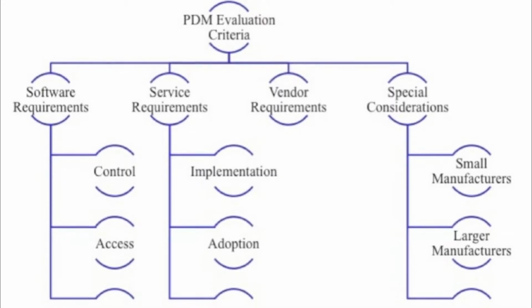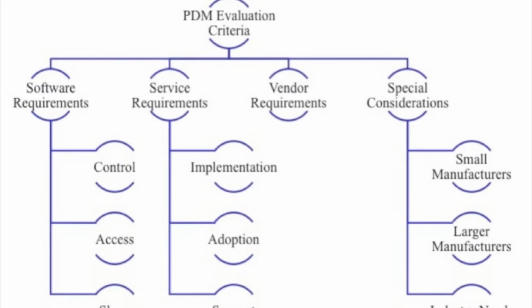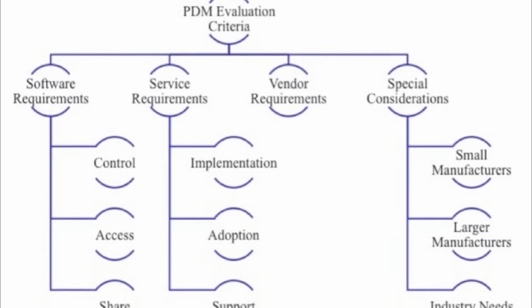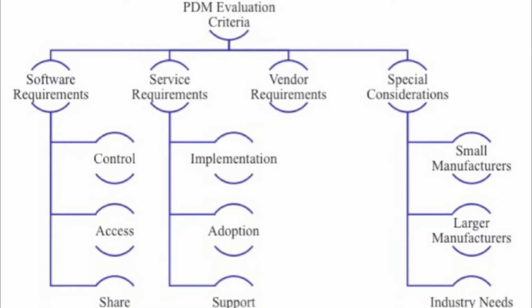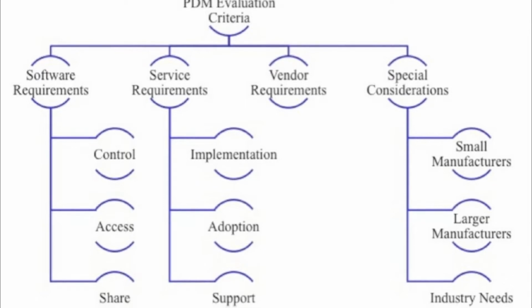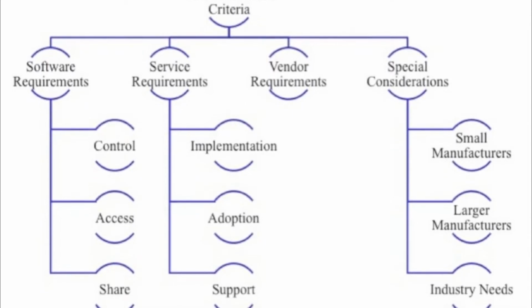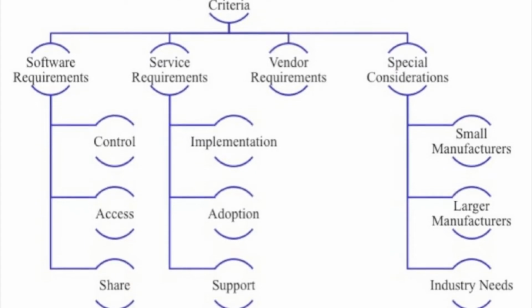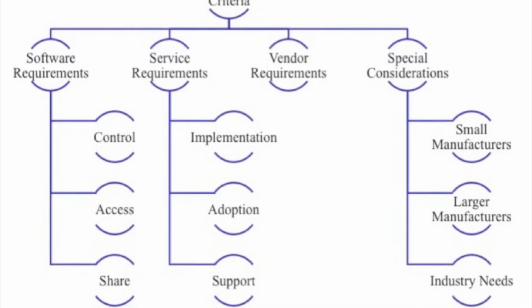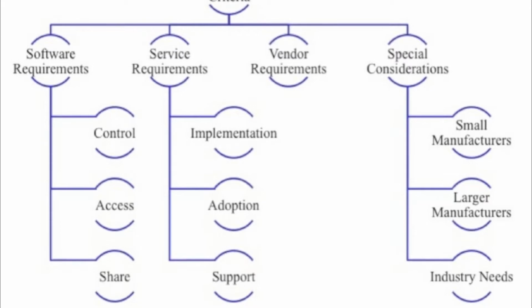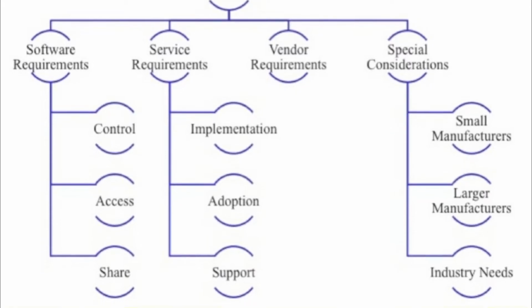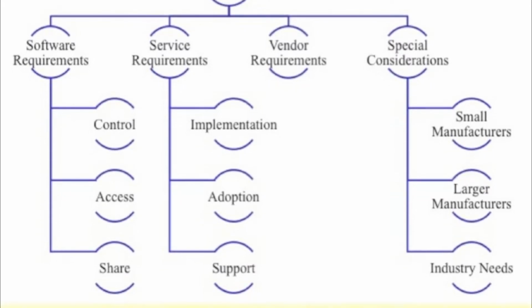The first is clearly about the software, and obviously that's going to be very important. The second is actually about service and what service offerings come associated with the software. Third, we're going to talk about what you should look for in the vendor that's providing the software and the services. And then finally, we're going to talk about some special considerations based on industry and based on company size.